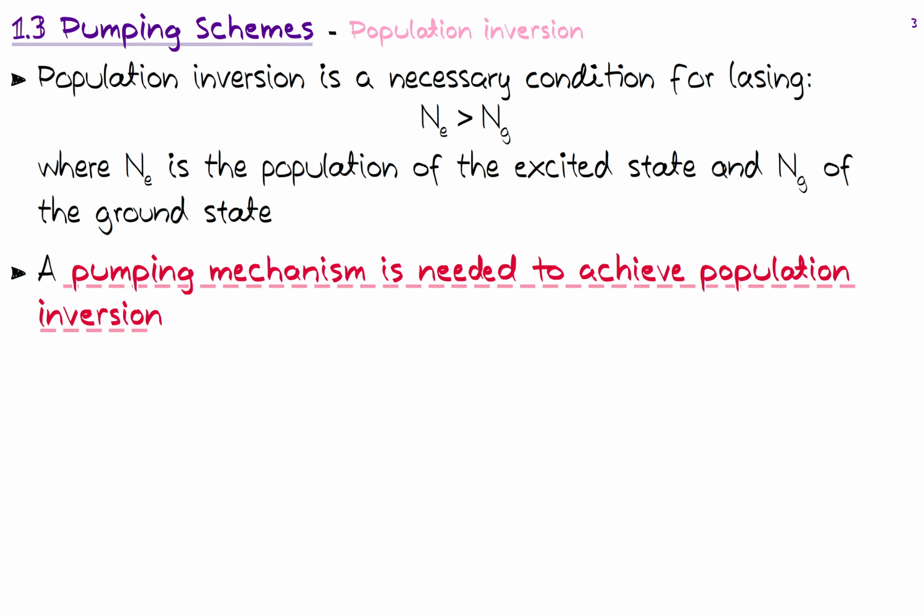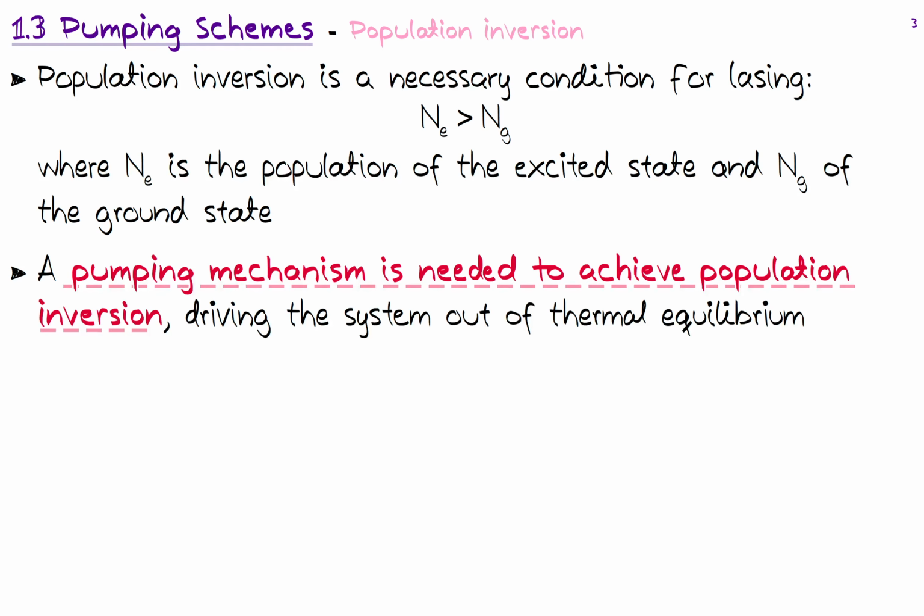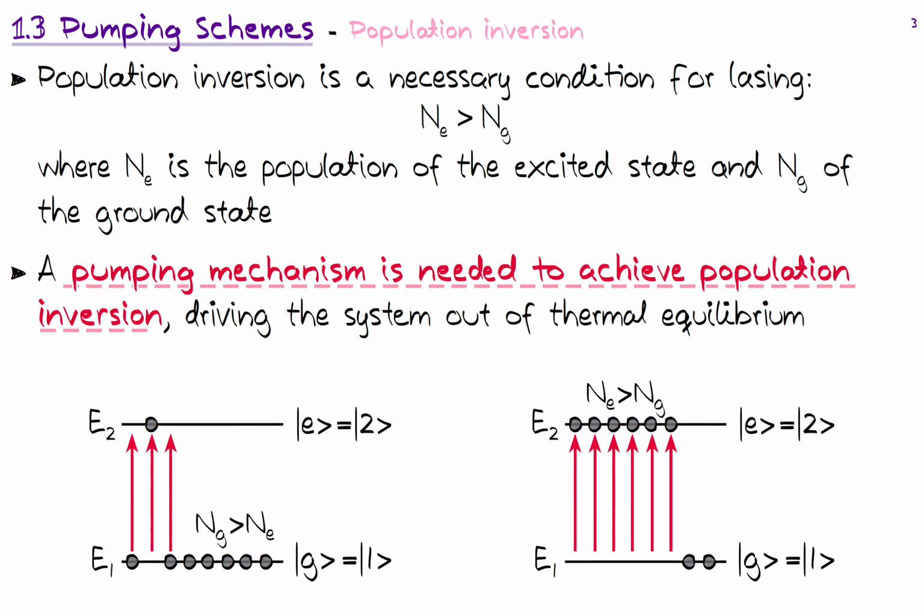As we learned, a pumping mechanism is needed to achieve a population inversion, to drive the system out of thermal equilibrium. We cannot realize population inversion in thermal equilibrium, as we learned in the previous lecture. So this is schematically showing what we need: a pumping scheme that lifts the electrons from the ground state, or state number 1, into the excited state, sometimes labeled as state number 2. This state numbering makes more sense when we go into the 3-level and 4-level systems, which is why they are labeled like this on these pictures.